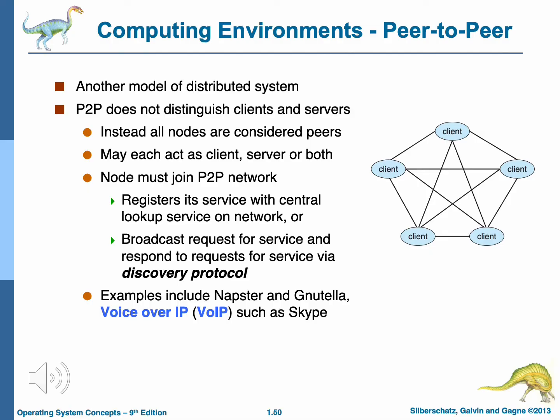An alternative scheme uses no centralized lookup service. Instead, a peer acting as a client must discover what node provides a desired service by broadcasting a request for the service to all other nodes in the network. The node or nodes providing that service respond to the peer making the request. To support this approach, a discovery protocol must be provided that allows peers to discover services provided by other peers in the network. The given figure illustrates such a scenario.